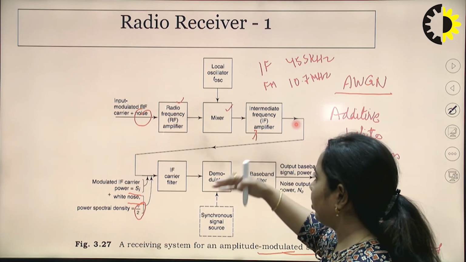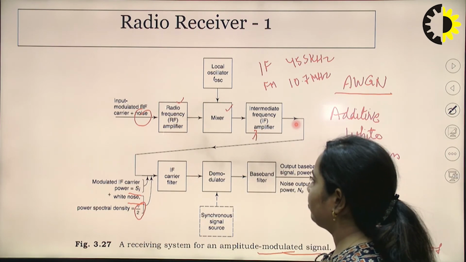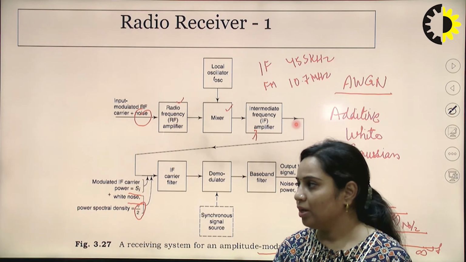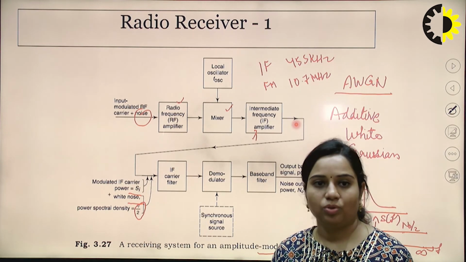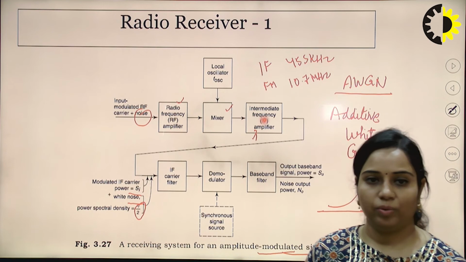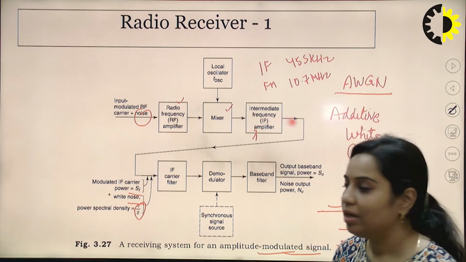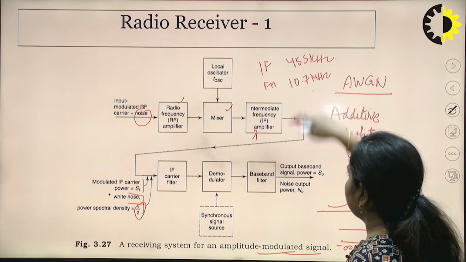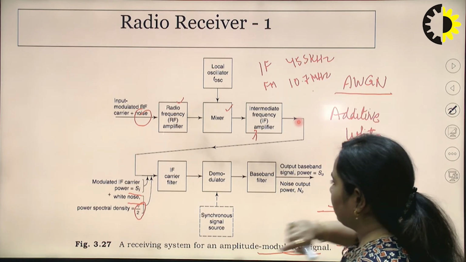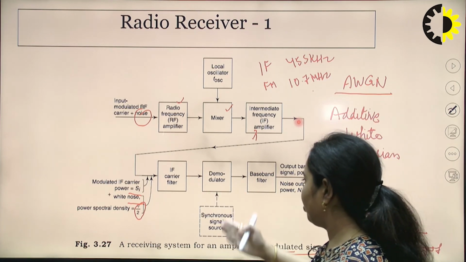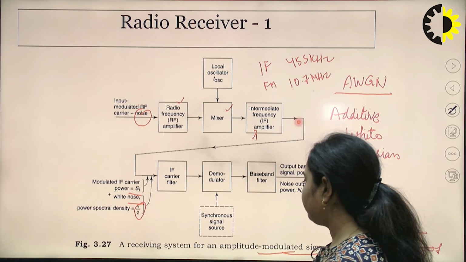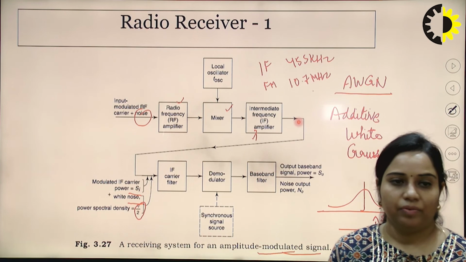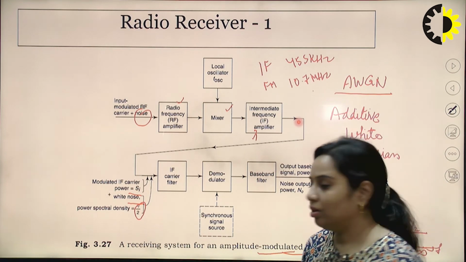So what is the main aim of using a superheterodyne receiver? Whatever frequency you are receiving, it is going to convert that incoming frequency to an IF frequency, and its value is 455 in the AM case and 10.7 in the FM case. Then it will be demodulated. Now the demodulator requires a carrier signal for the purpose of demodulation.